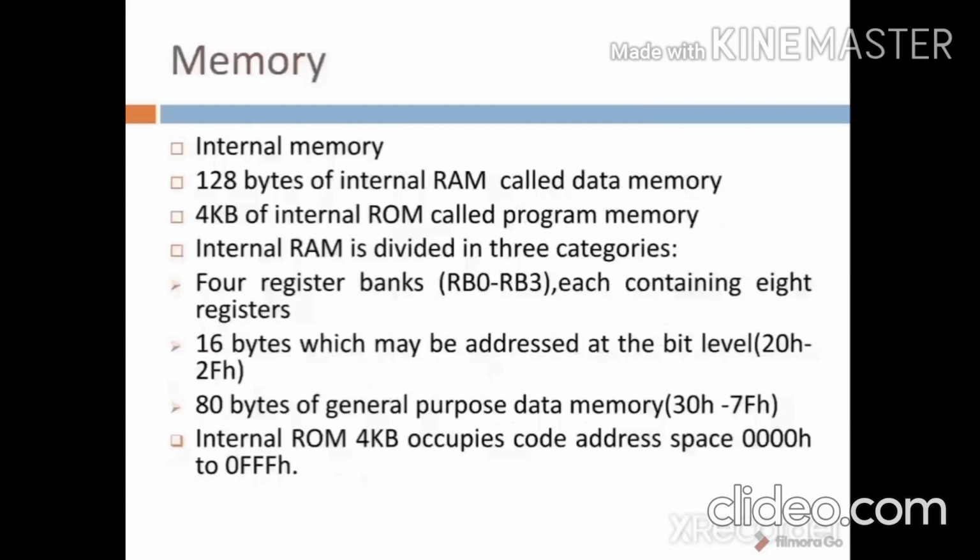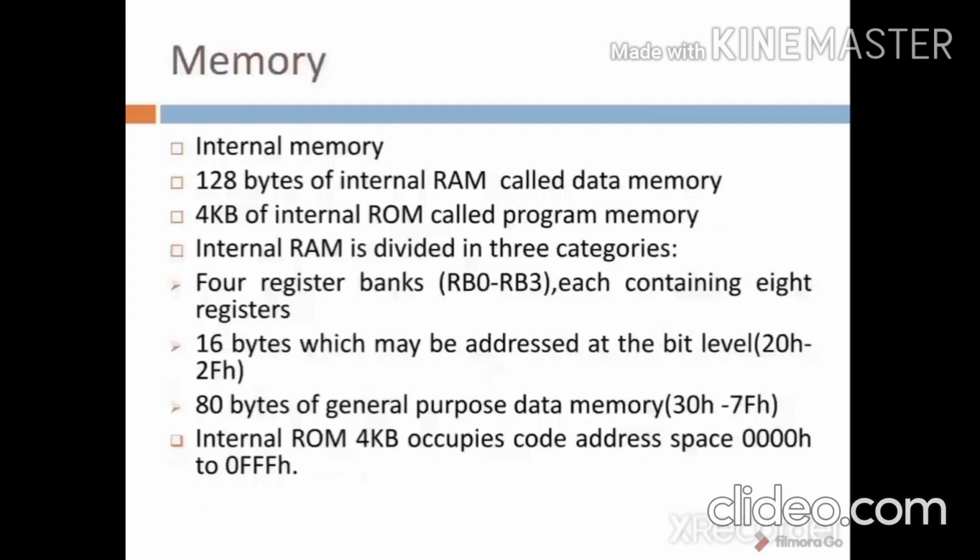Next is 16 bytes, which may be used as bit-level addresses, that means 20H to 2FH. This memory is used as bit addressable memory. Then 80 bytes of memory are used for general purpose data memory, that means 30H to 7FH. This memory is used for general purpose memory.